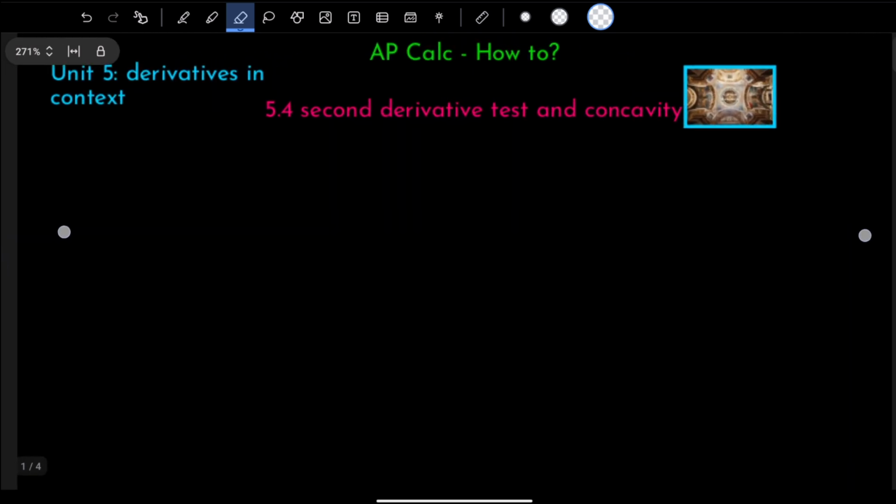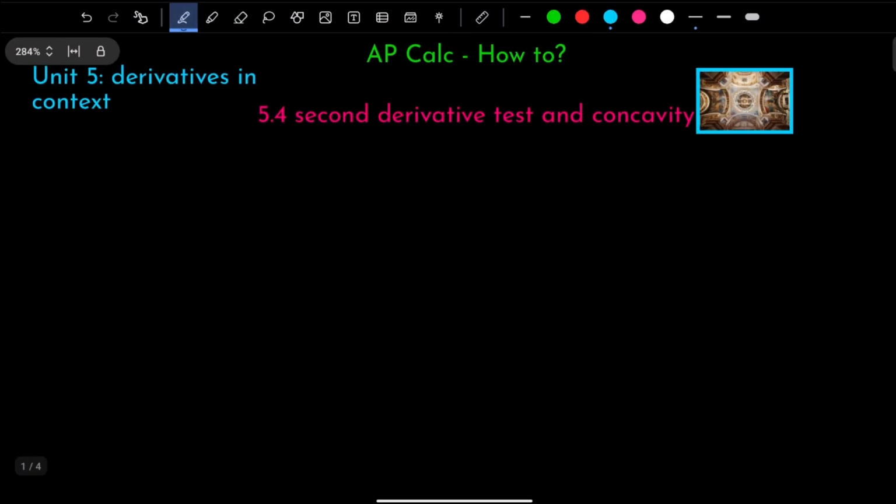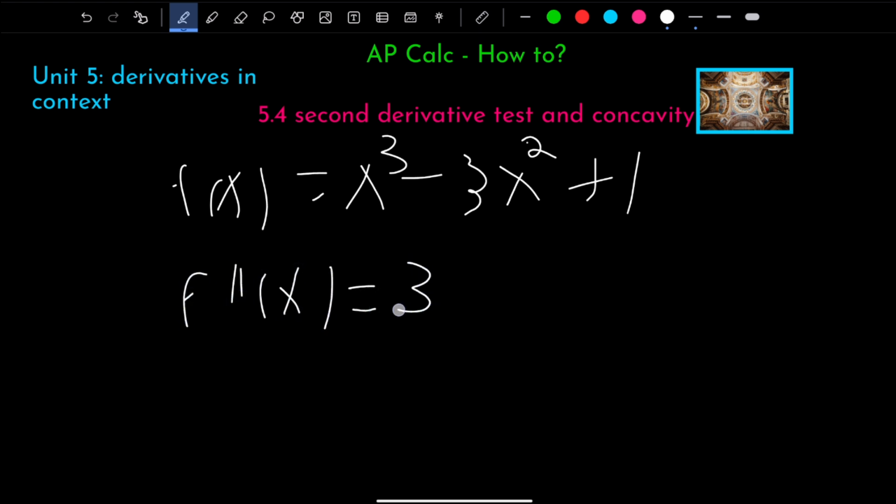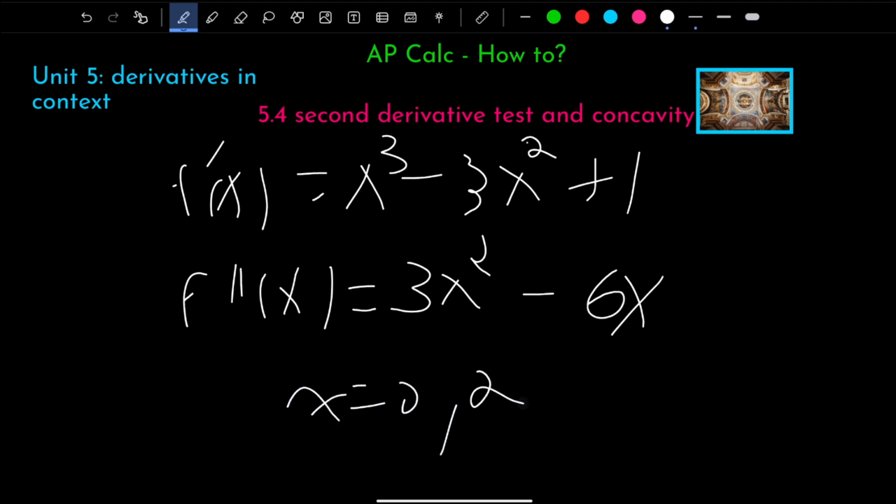Alright, example number 2. We have f of x equals x cubed minus 3x squared plus 1. And then we're going to find the second derivative, which is going to be 3x squared minus 6x. Set this equal to 0, and we get x equals 0 and 2 as our solutions.